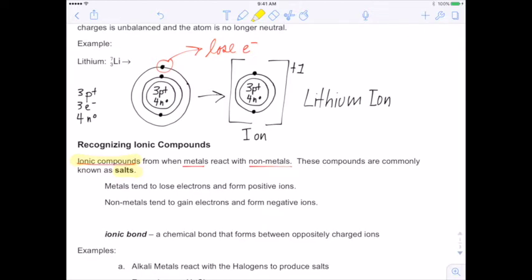With ionic compounds, we always have a metal and a nonmetal. The metals tend to lose their electrons, and the nonmetals tend to gain the electrons. The metals losing electrons become positive ions, and the nonmetals gaining electrons, since they're gaining a negative charge, they become negative ions.